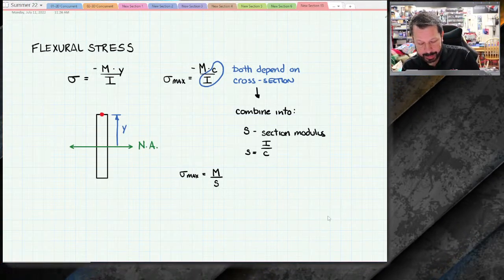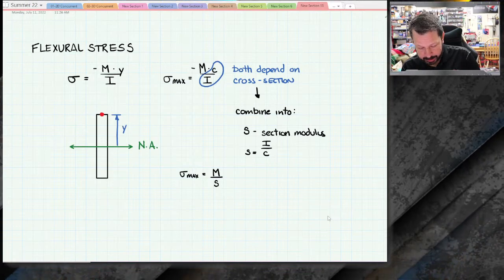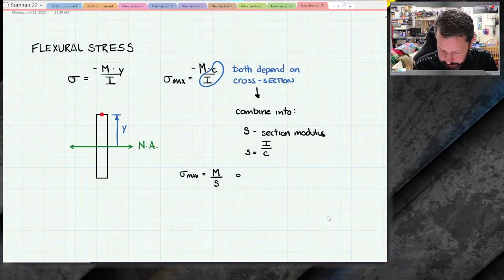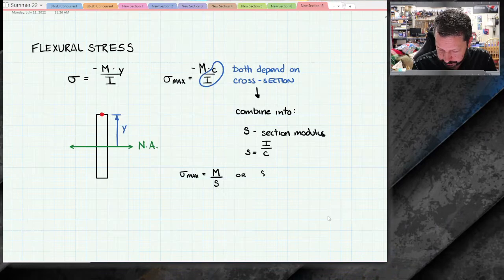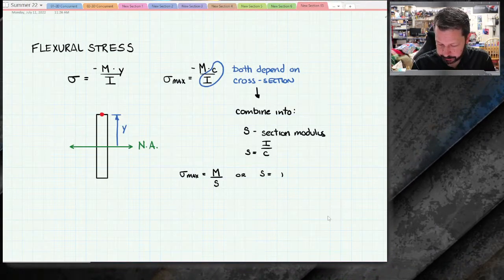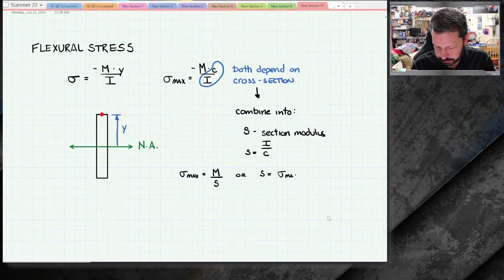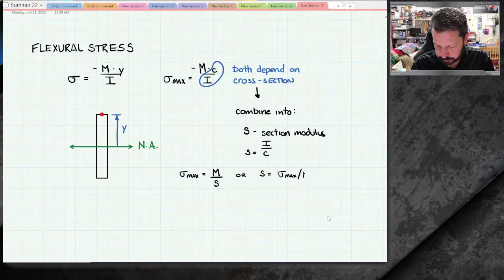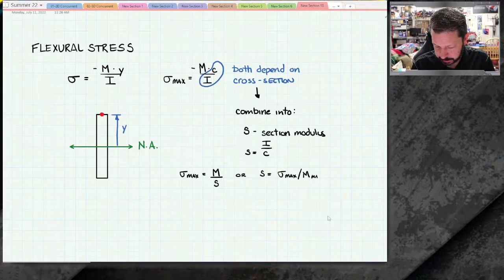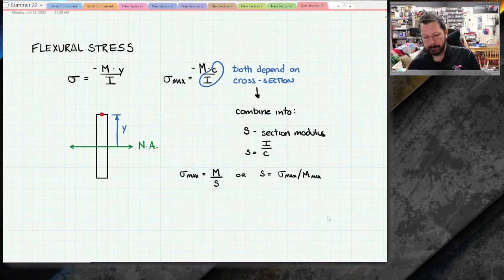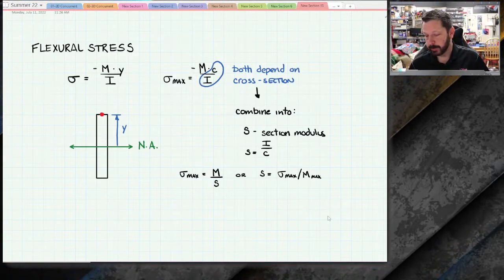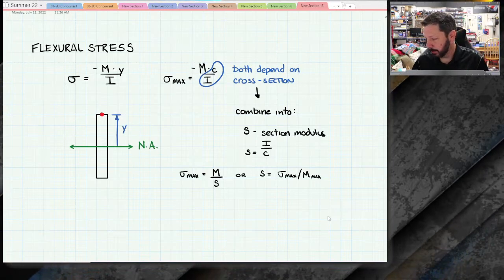And now, if we know that, we could write this as S equals sigma max over M. Technically that's M max, the maximum bending moment. If we're trying to do this maximum stress, we should find the maximum bending moment also.